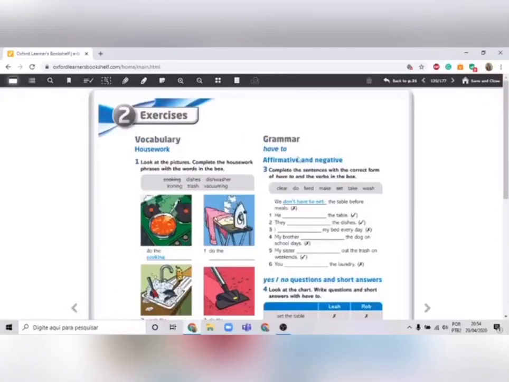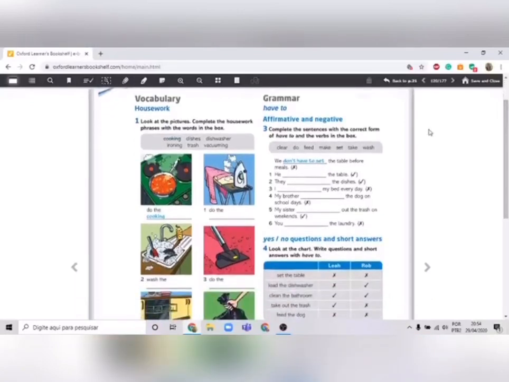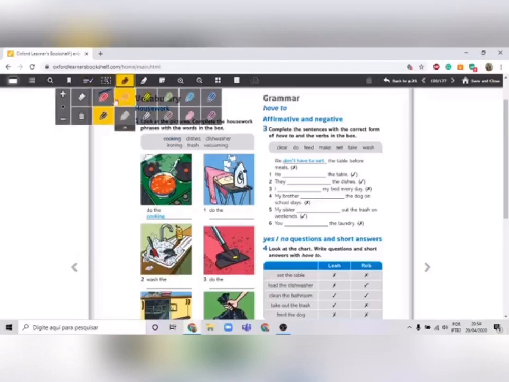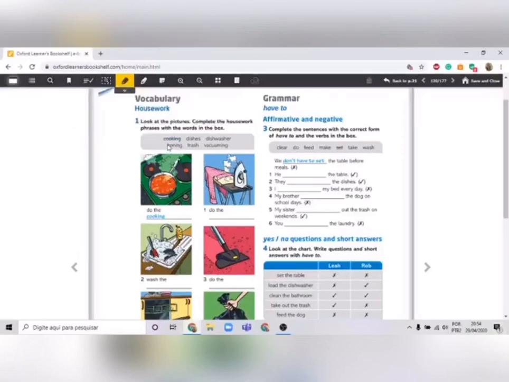So the first one is to look at the picture and complete the housework phrase with the words in the box. So we have to see what is happening in the picture and complete. The first one is already completed, okay? The first one is do the cooking. The second one is, who remembers, do the ironing.